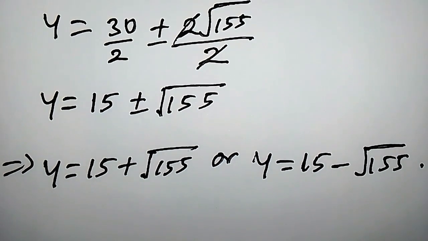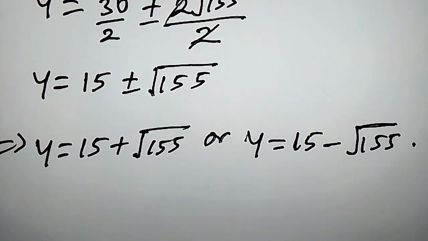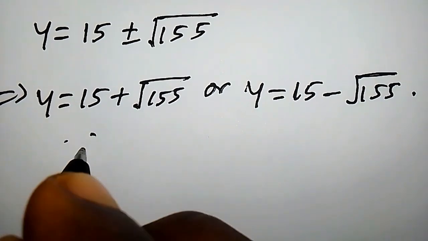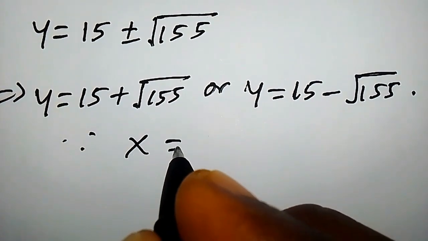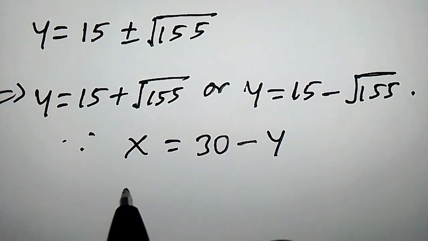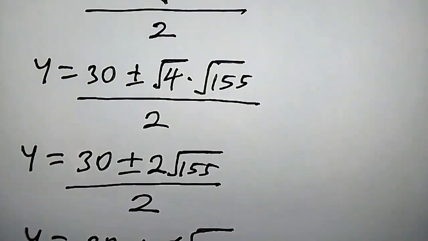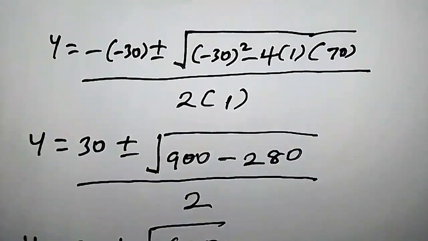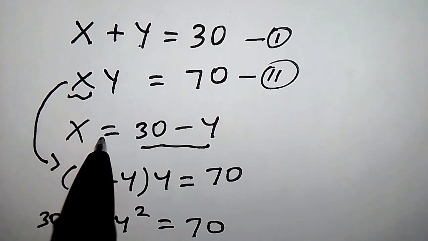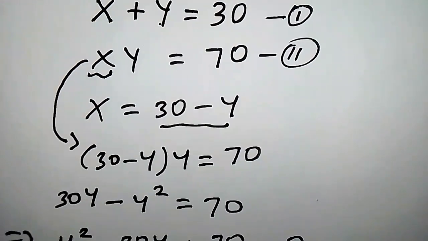It is obvious that we have two values for y. We can then use these two values to obtain the value of x. So let us do that. Since x is equal to 30 minus y, let me show you where we actually got this from. We actually got it from here. So let us continue.